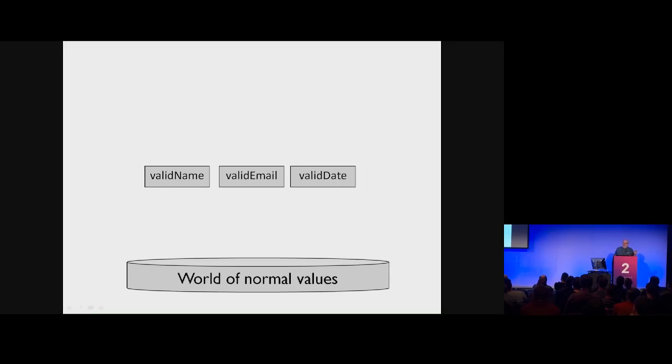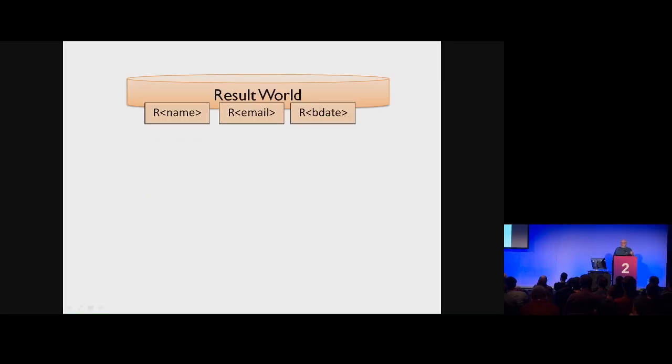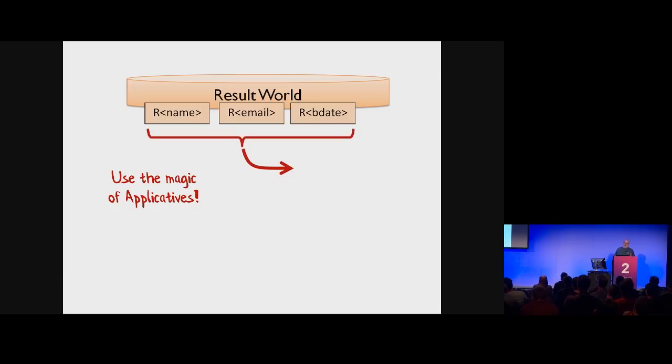Well, we know how to combine them in the normal world. If we have a valid name and a valid email and so on, we can just use the constructor to combine them, right? We use the constructor and we now get a valid customer. But this is working in a normal world. What's cool about applicatives is that you can turn a function that works in normal world into a function that works in result world. So you can take that constructor function and kind of lift it up into result world using the magic of applicatives. I'm not going to tell you how to do it because it's kind of confusing. But the point is you can take these individual things and make a customer. And this customer is in result world. And it's done in parallel, so if there's any errors, all the errors are combined.